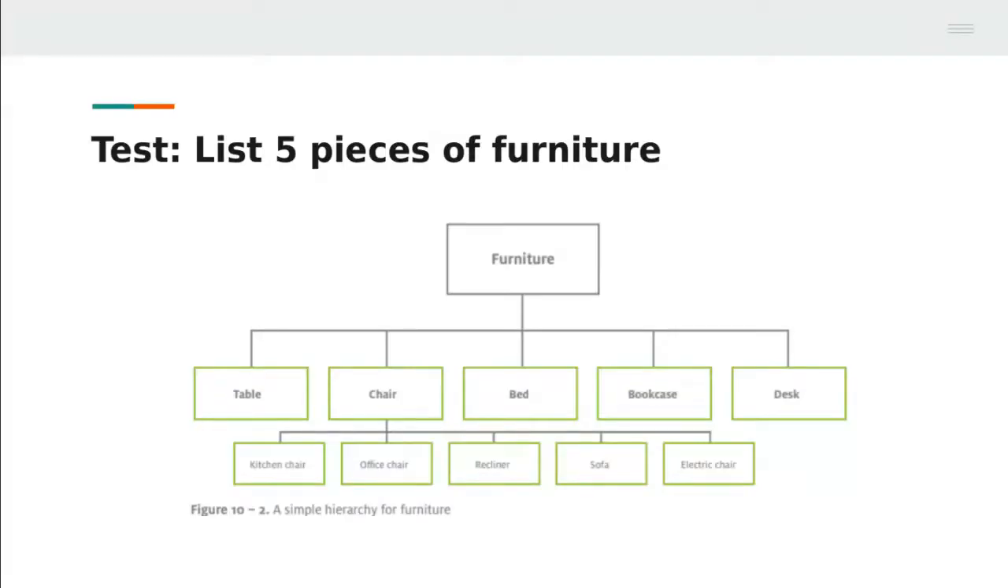card sorting. But this is a way of representing furniture. This is another way. And again, I said there's no one recipe. So here we have table, chair, beds, bookcase, desk. And then if I look at chairs, then we have kitchen chair, office chair, recliner, sofa, electric. So here they've bypassed bedroom, living room, outdoor. They went right away into type of furniture.